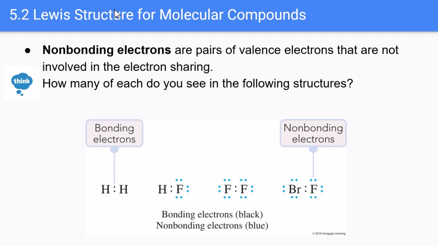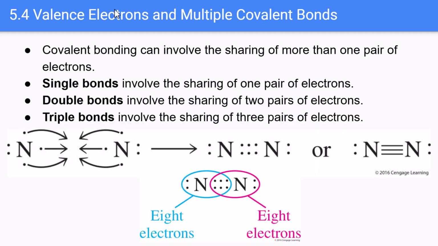So let's think about how many we see in each of the following structures. On the left, the H2 molecule has a pair of bonding electrons but no non-bonding or lone electrons. In HF, we have a pair of bonding electrons between the H and the F, and we have 6 non-bonding electrons located on the fluorine. In F2 and BrF, we have a pair of bonding electrons each, but each has a total of 12 non-bonding electrons on the outside. So fairly easy to go through and count those, but again, practice, practice, practice.